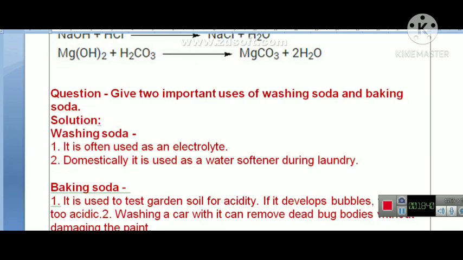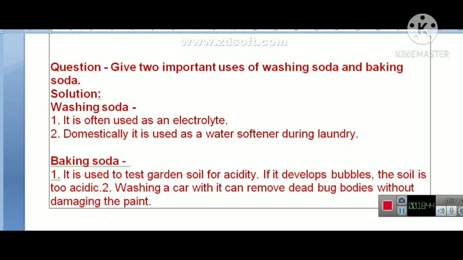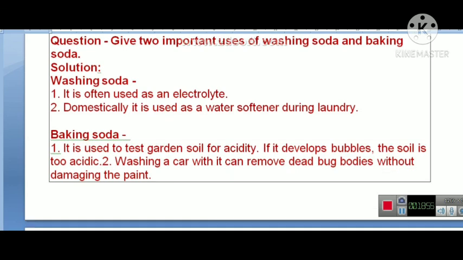Give two important uses of washing soda and baking soda. These both have uses in everyday life. We will see the uses of washing soda. It is often used as an electrolyte. It is also used for washing clothes and vessels. Domestically, it is used as a water softener during laundry.